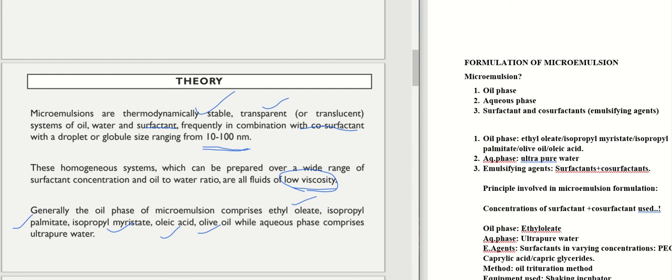Normally, the aqueous phase in the preparation of microemulsion is ultra pure water. The oil phase of microemulsion generally includes ethyl oleate, isopropyl palmitate, isopropyl myristate, oleic acid, olive oil, or a combination of these constituents, based on the drug that we use.